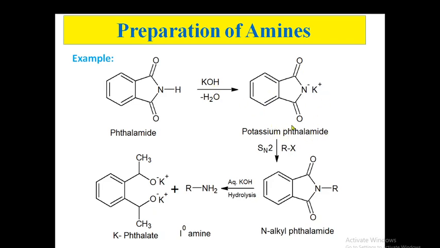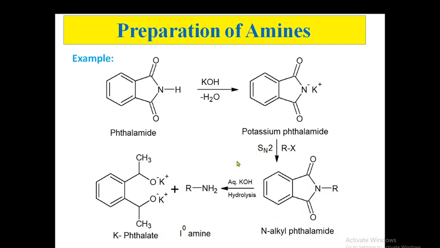Next, this potassium phthalimide is now a nucleophile. It will act as a nucleophile and react with the alkyl halide following the SN2 route to form N-alkyl substituted phthalimide. So this is the N-alkyl phthalimide.